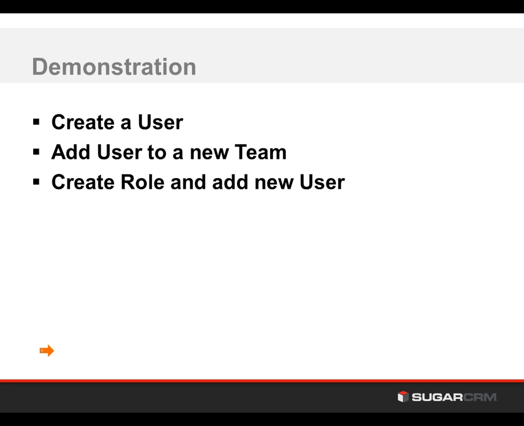These are the three demos that I'm going to do. I'm going to show you how to create a user. I'm also going to show you how to reassign records. So say you have a new user that's taking the place of someone else. I'm going to add that user to a new team that I'm going to create, and I'm going to create a role and add that user to the role. Okay? Make sense to everybody? And I'm probably going to add other people to the team and other people to the role just so we can see what they look like when we log in.